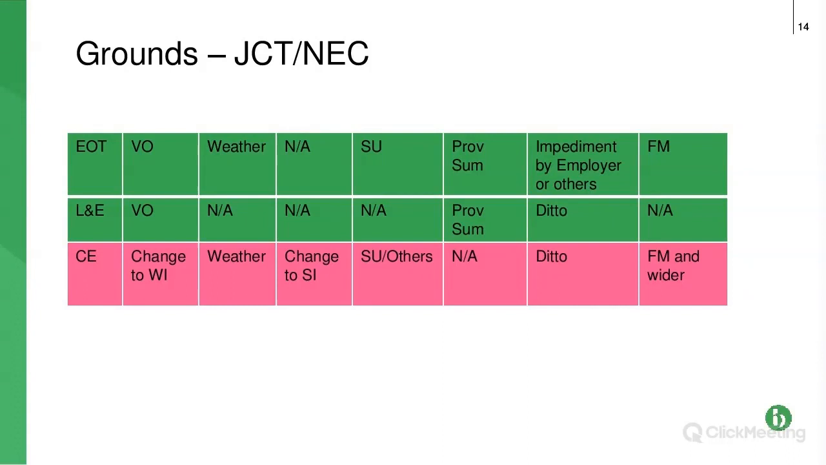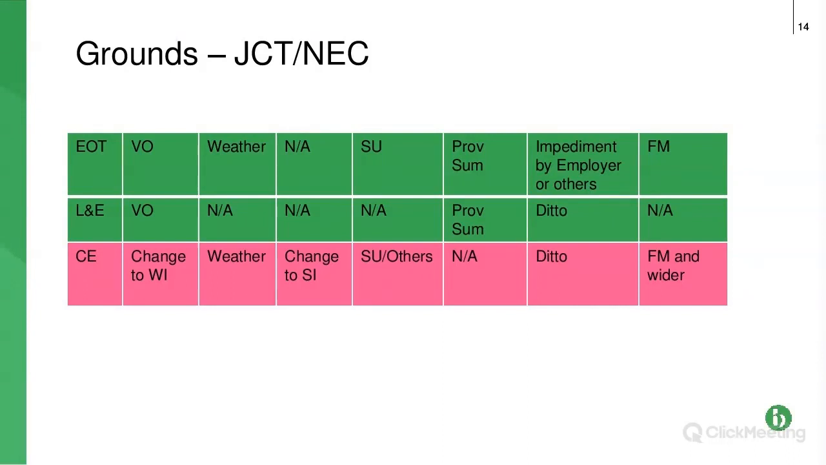FM is force majeure, so we should all know what that is now. 20 months ago it probably included COVID. It definitely doesn't now. But if there's a force majeure event, we've got this hybrid situation in JCT. You get an extension of time, but you don't get your loss and expense.